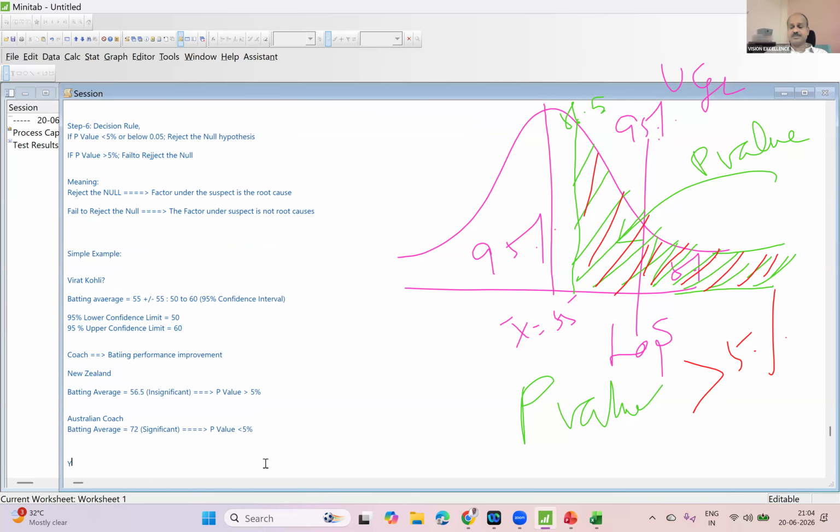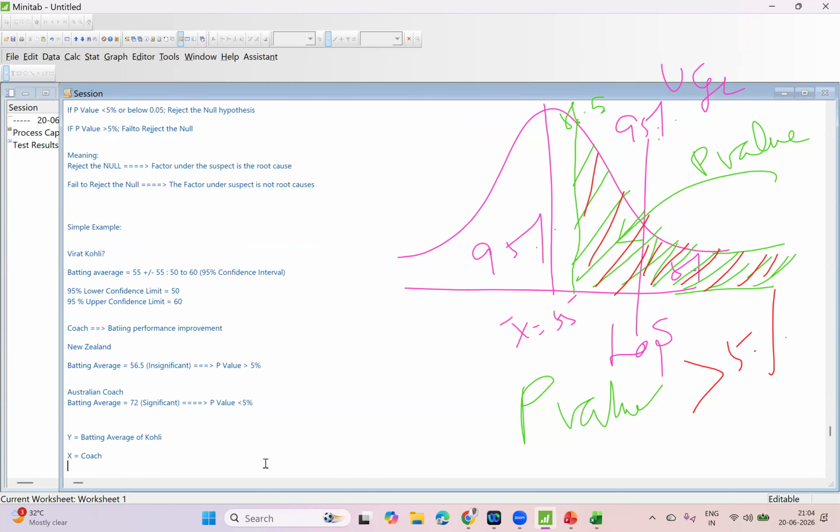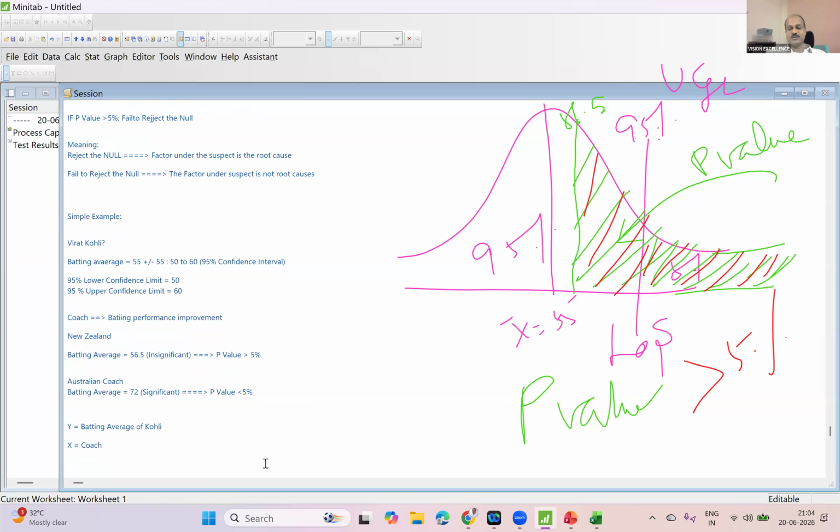Now, what is your y variable? The batting average of Kohli is your y variable, right? Yes. Now, what is the factor you are studying? Coach. The influence of coach on batting average. So the factor is coach. The output is batting average.